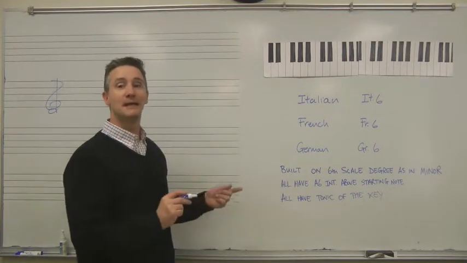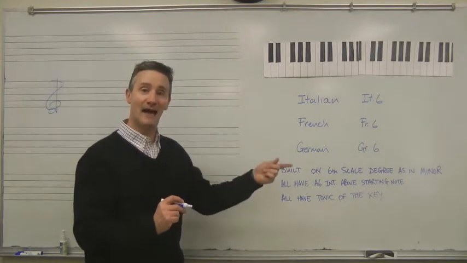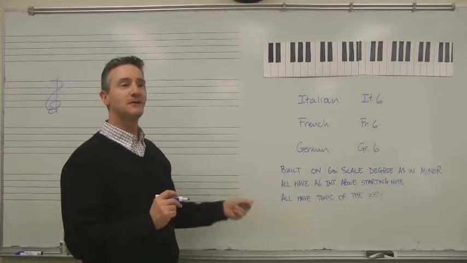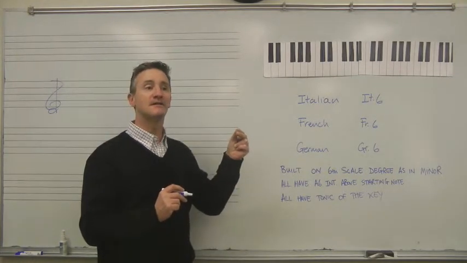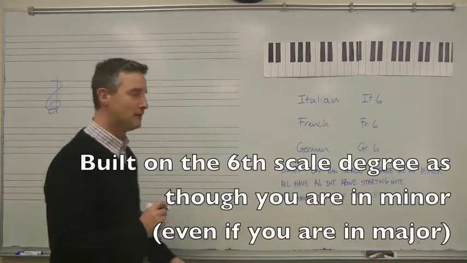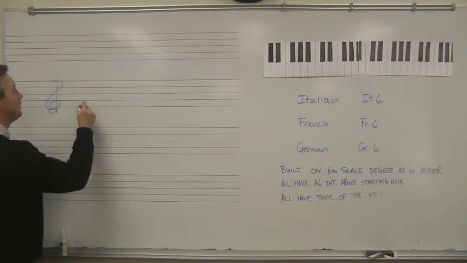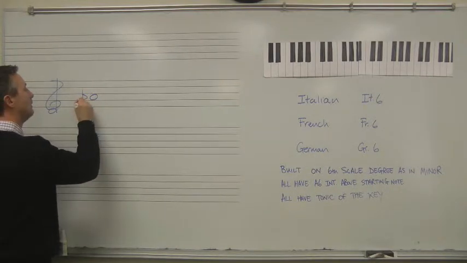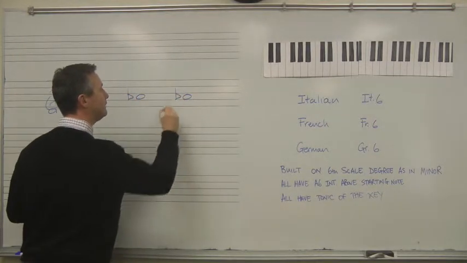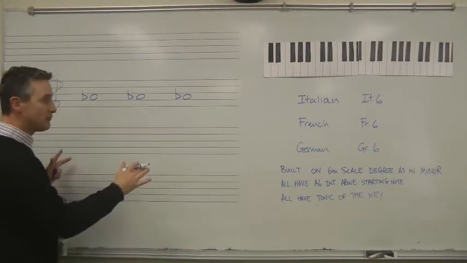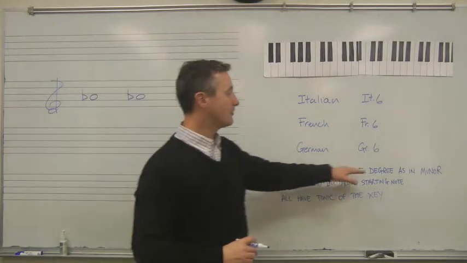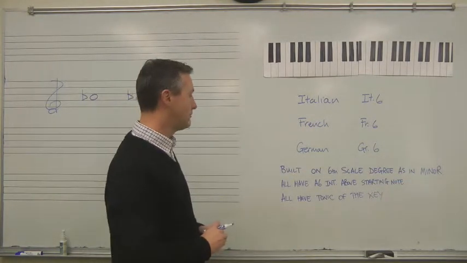That is to say, in C major, you would use an A flat. If you're in C minor, the A is already flat, so no problem there. But if you're building these in major, you have to use the sixth scale degree from the parallel minor, as though you were in minor. So in this case, if we're in C major, all of these are going to be starting on an A flat, because that is the sixth scale degree in minor. Even if we're building it in major, we start with the sixth scale degree as though we were in minor. So built on the sixth scale degree as in minor, right? As though you were in minor.